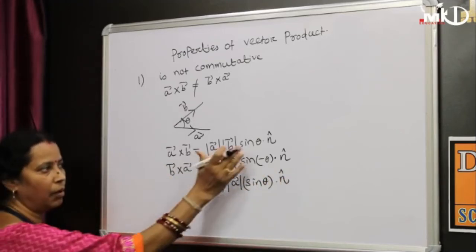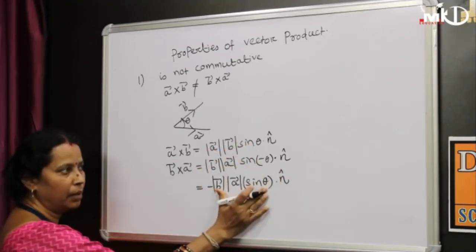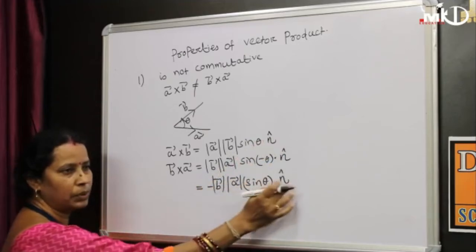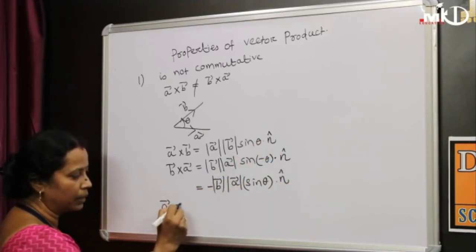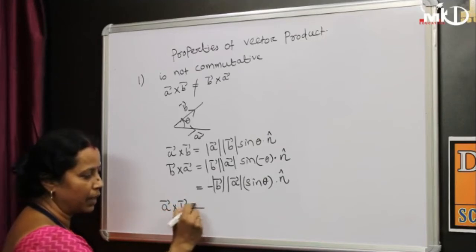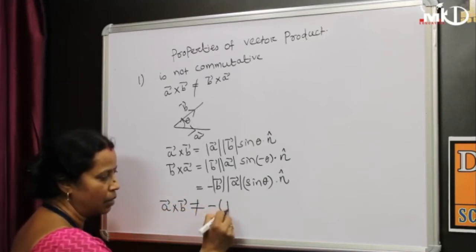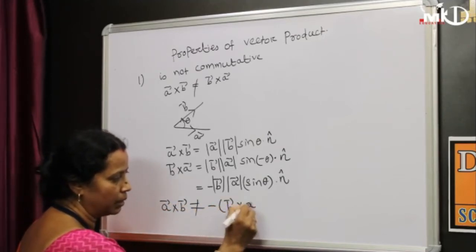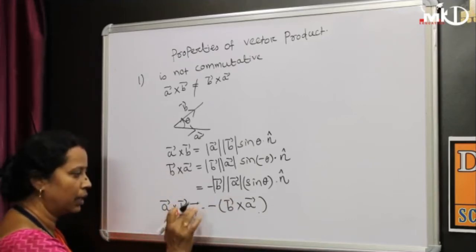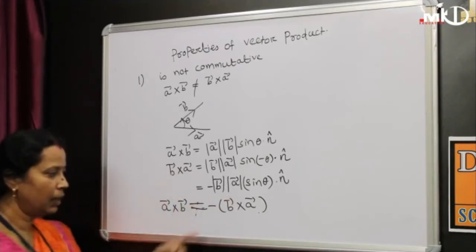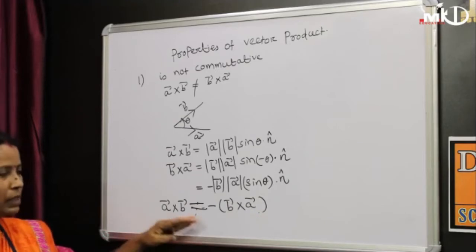Now you see all these moduli are the same, but the direction is opposite. So we find these two vectors are not the same, rather they are negative of each other. So we find A bar cross B bar is equal to the negative of B bar cross A bar. So it is not commutative.